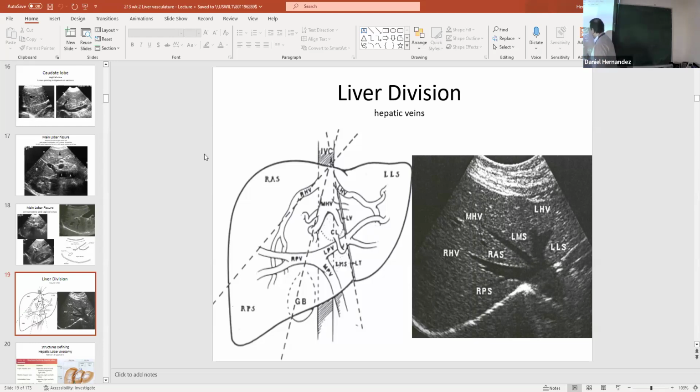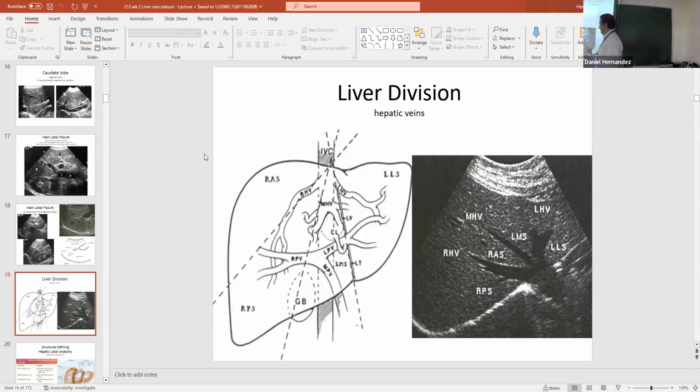And then the left hepatic vein comes up in this direction and splits the left lobe into your medial segment and your lateral segment. This is the lateral portion of the organ, and this is the medial portion of the organ. So the middle hepatic vein splits the liver into right and left lobes. The right hepatic vein splits the right lobe into anterior and posterior segments. The left hepatic vein splits the left lobe into medial and lateral segments.